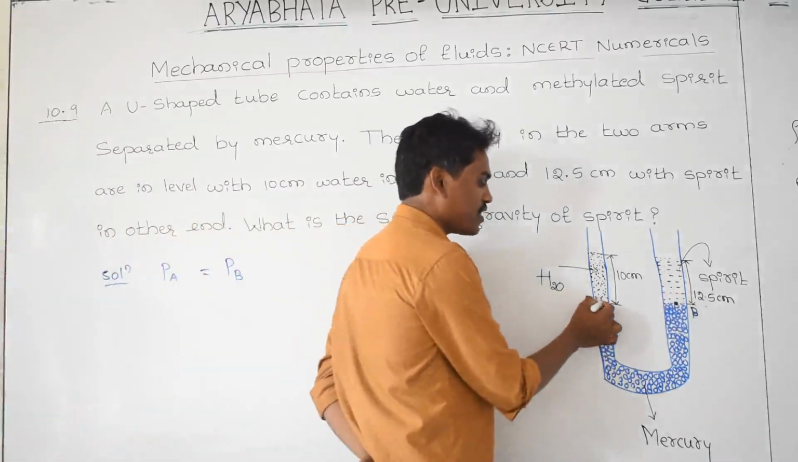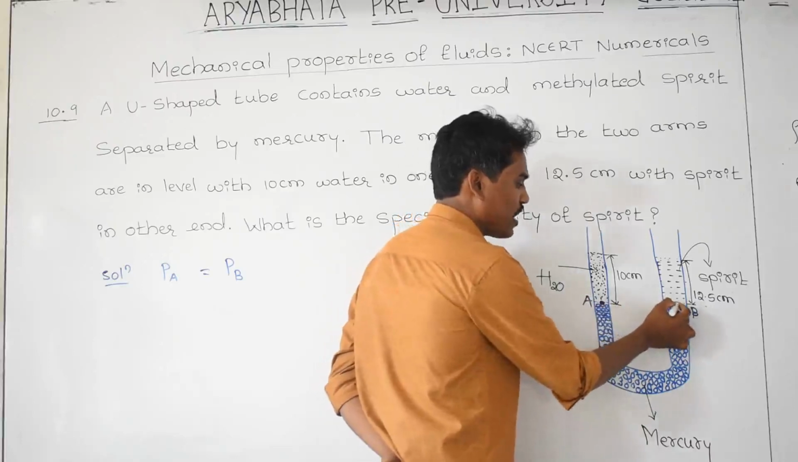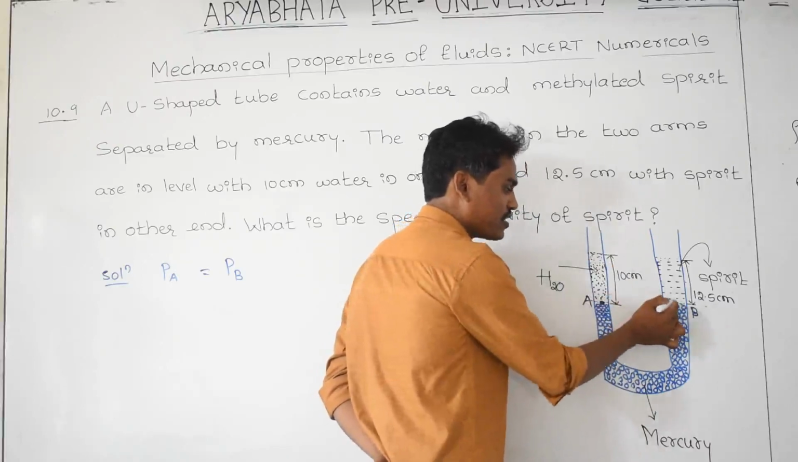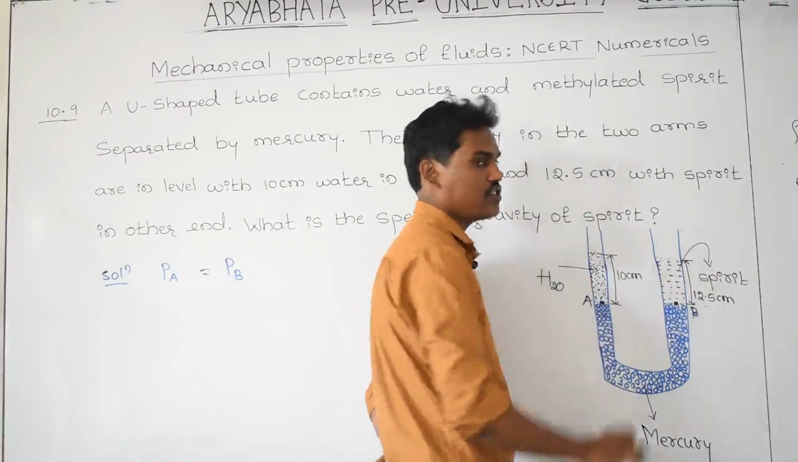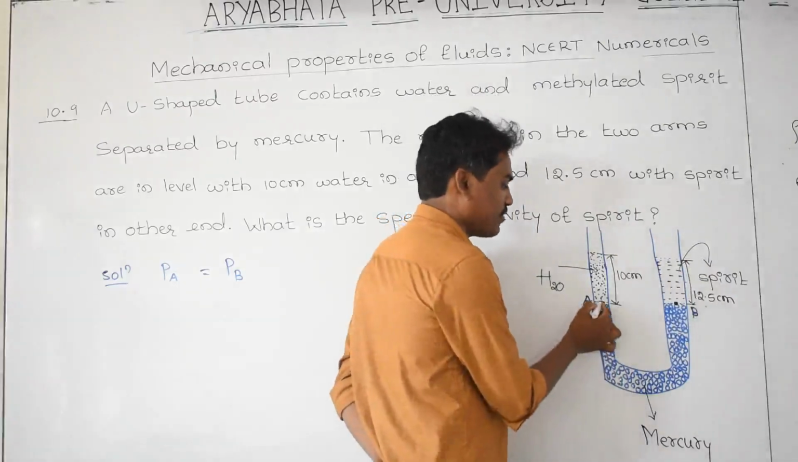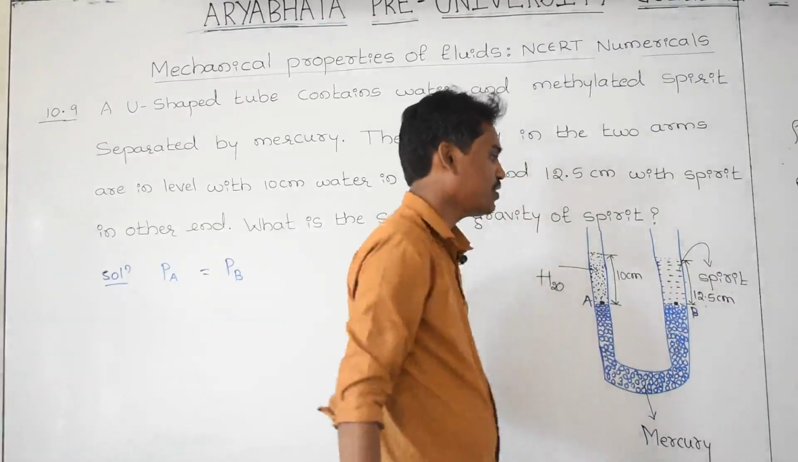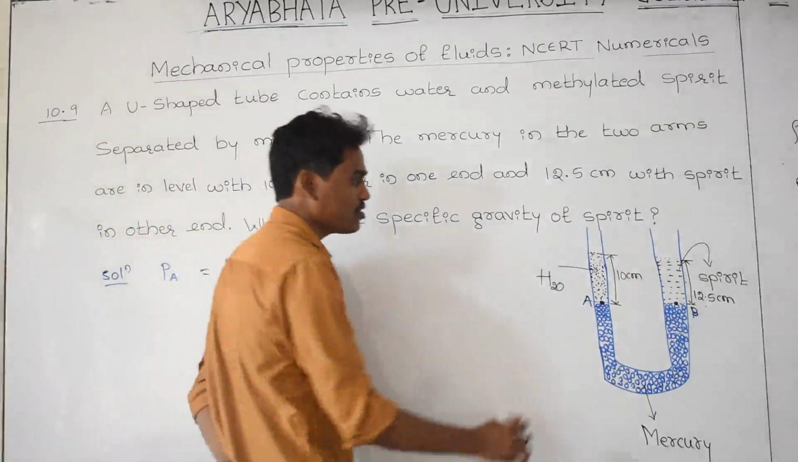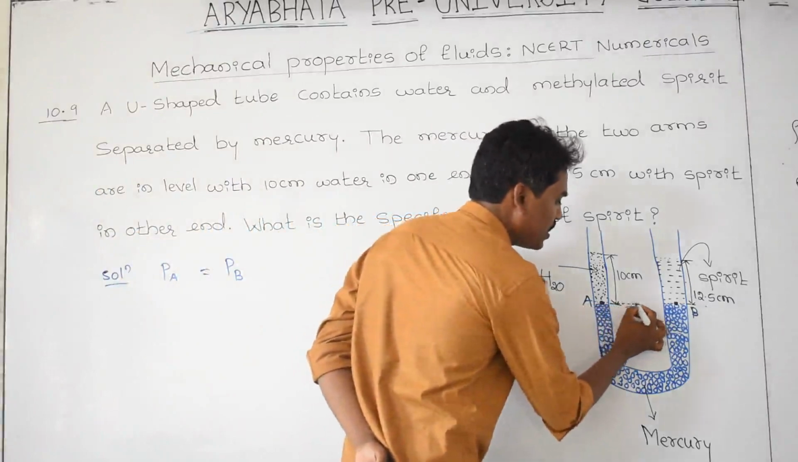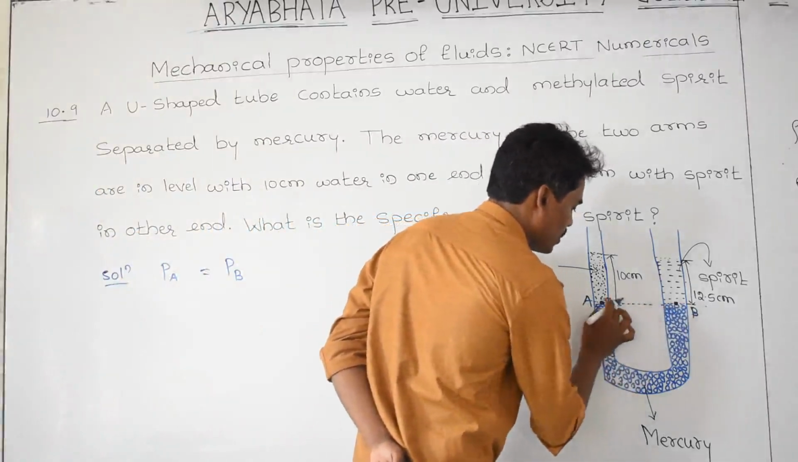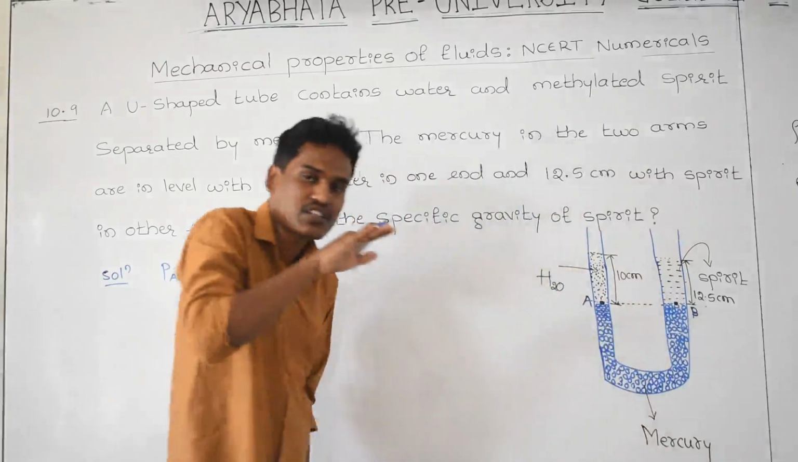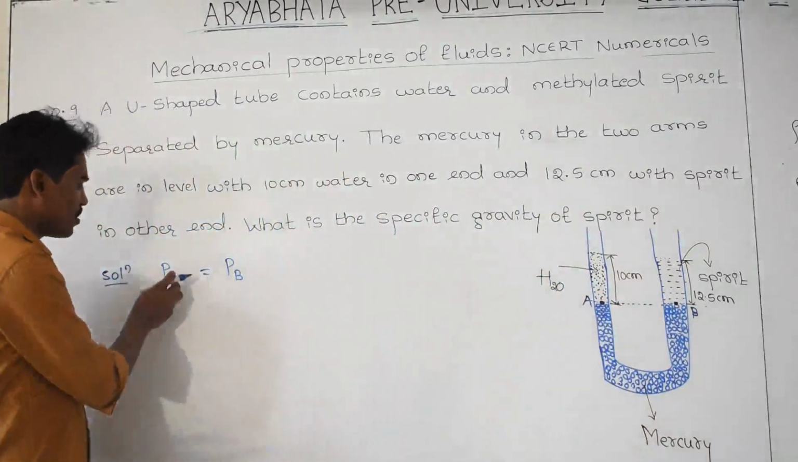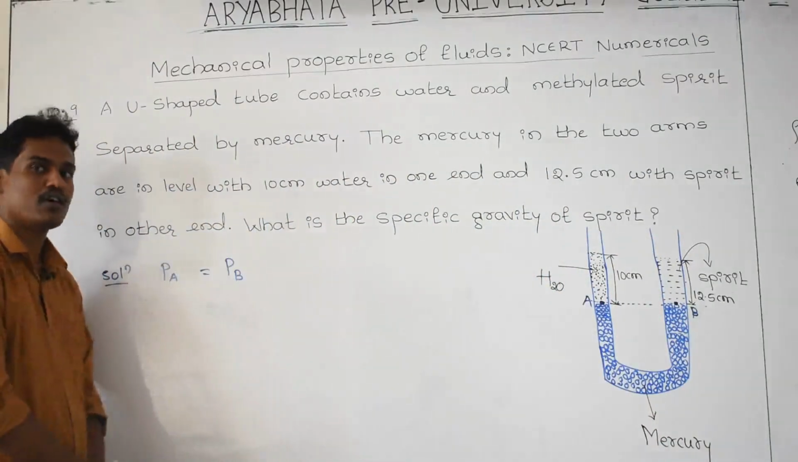And PA is the pressure at this point and PB is the pressure at this point. The pressure at point A is exerted by the water and the pressure at this point is exerted by the spirit. But both the pressures are exactly the same. Why? Because, as I discussed in the theory class, point A is exactly at the same level as point B. Both points are at the same level inside the two arms of the tube. That's why the pressure at point A is exactly equal to the pressure at point B.